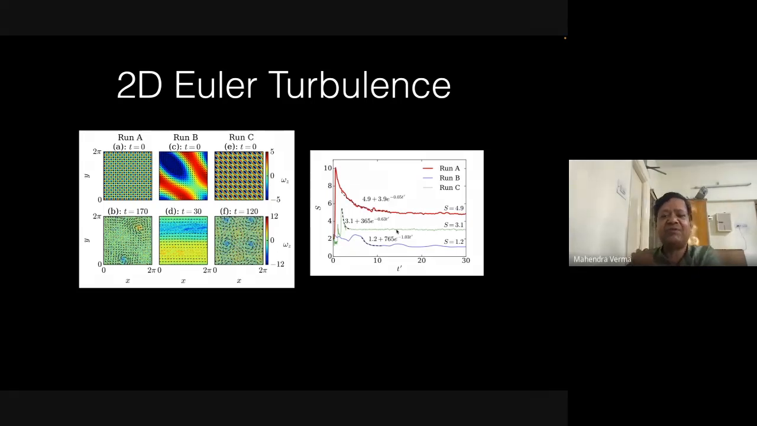That means the system is getting more ordered. So this system is more ordered than this system. The initial condition is less ordered, the final condition is more ordered. It happens in hydrodynamics. Now this looks counterintuitive to the law of thermodynamics.